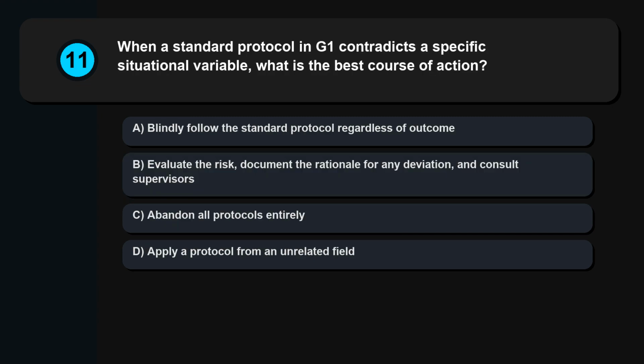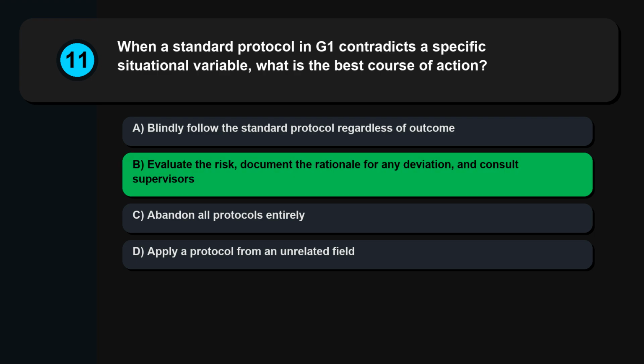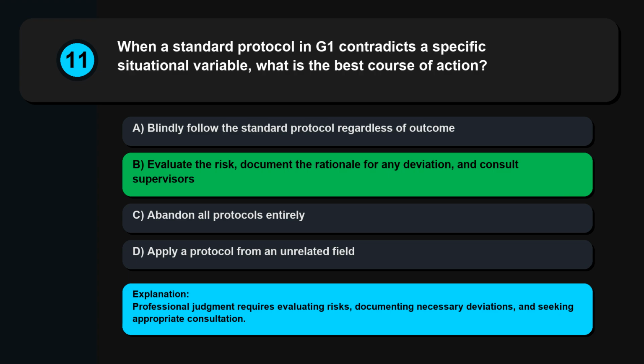Question 11. When a standard protocol in G1 contradicts a specific situational variable, what is the best course of action? Blindly follow the standard protocol regardless of outcome. Evaluate the risk, document the rationale for any deviation, and consult supervisors. Abandon all protocols entirely. Apply a protocol from an unrelated field. Professional judgment requires evaluating risks, documenting necessary deviations, and seeking appropriate consultation.